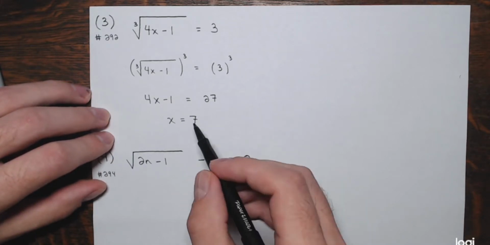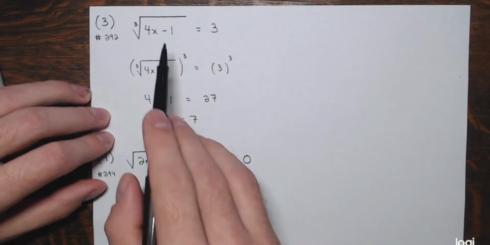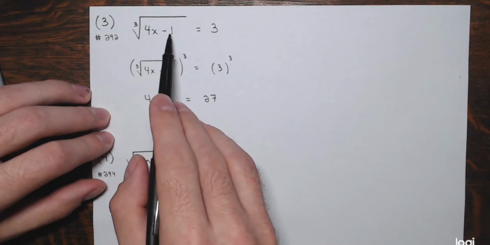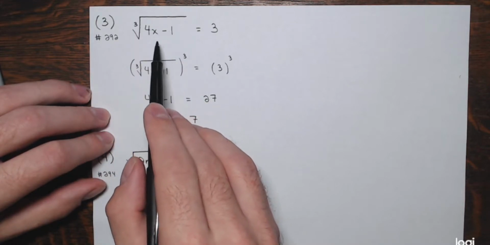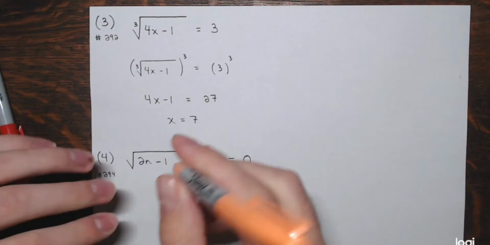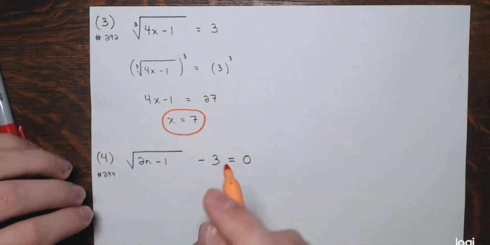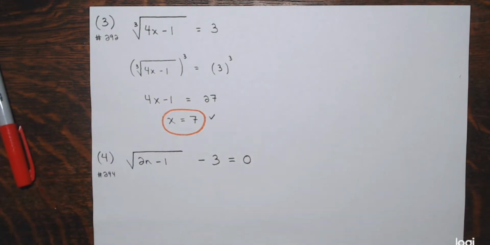Right, and then check. If you plugged in 7, I'm just going to say it out loud now. 4 times 7 is 28, minus 1 is 27, and the cube root of 27 is 3. You'd have 3 equals 3. This works. 7 is a good solution to this equation. All right, and I'll put a check mark next to it, letting you know that I checked it back in the original equation.